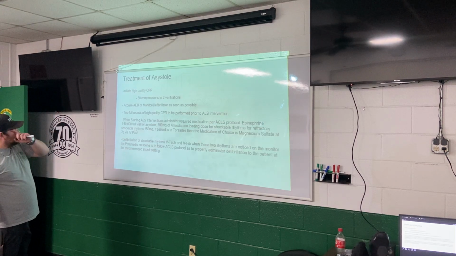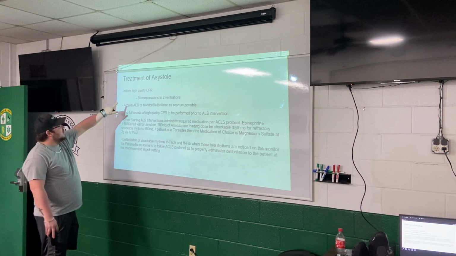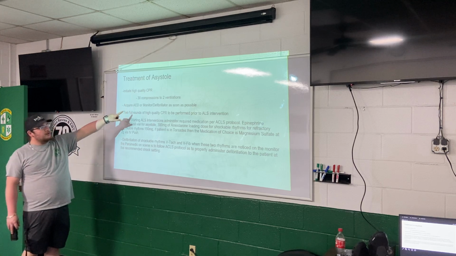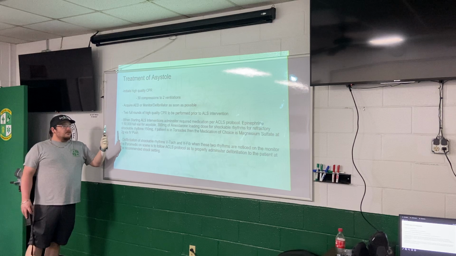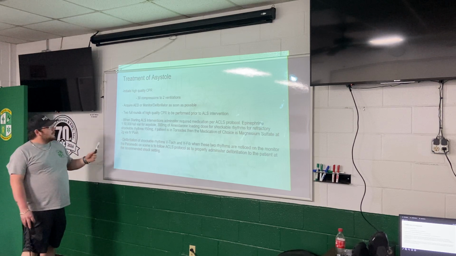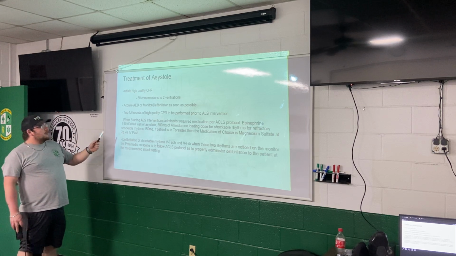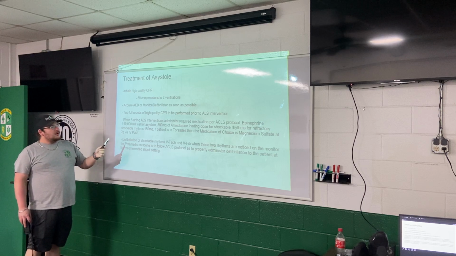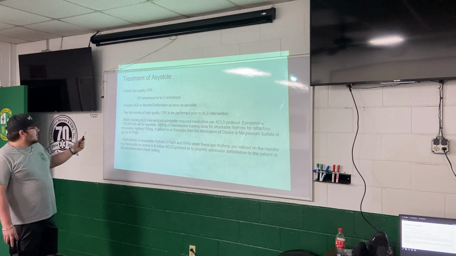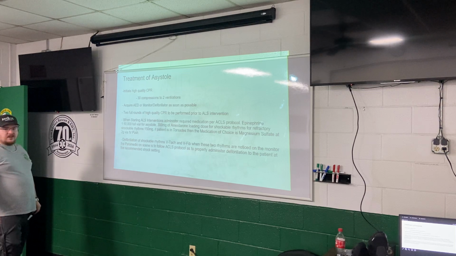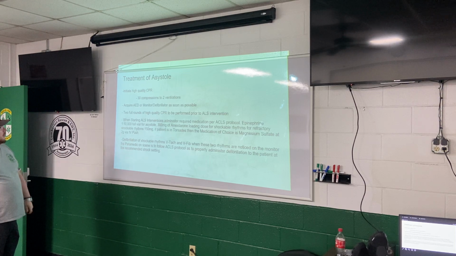For treatment of asystole, first thing to do, initiate high quality CPR, 30 compressions to 2 ventilations. Acquire an AED or monitored defibrillator as soon as possible. Make sure you perform 2 full rounds of high quality CPR before ALS intervention is begun. So when starting ALS interventions, after you've had those 2 rounds of good BLS, you're going to follow your ACLS protocol.